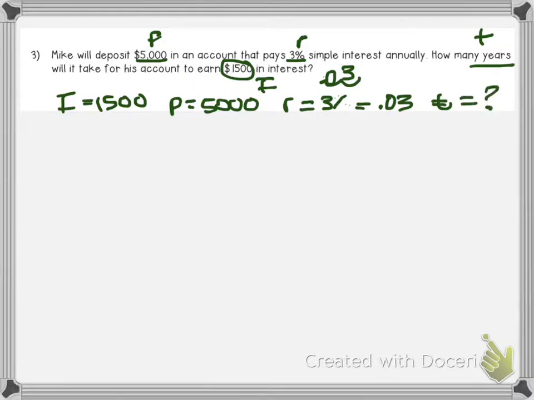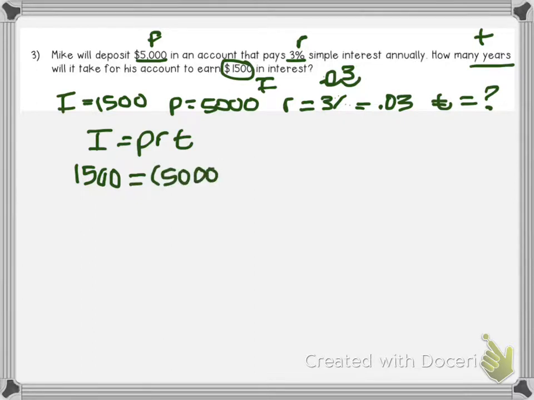So then if we plug in I equals PRT, we know I, so instead of writing I, we're going to write 1,500. We know our principal of 5,000. We know our rate of 0.03, but we do not know our time. So here we would solve for 5,000 times 0.03. So go ahead and do that and then press play when you have that part finished.